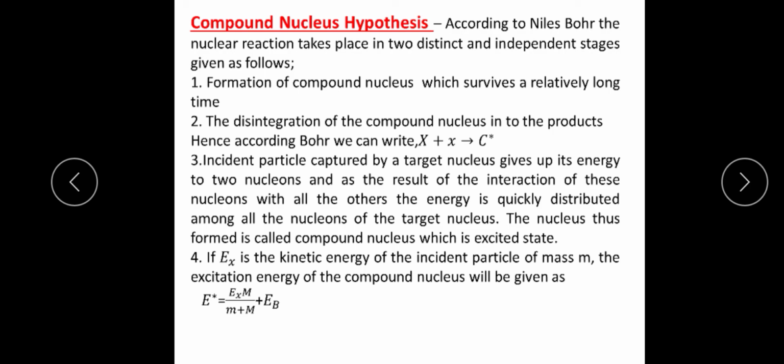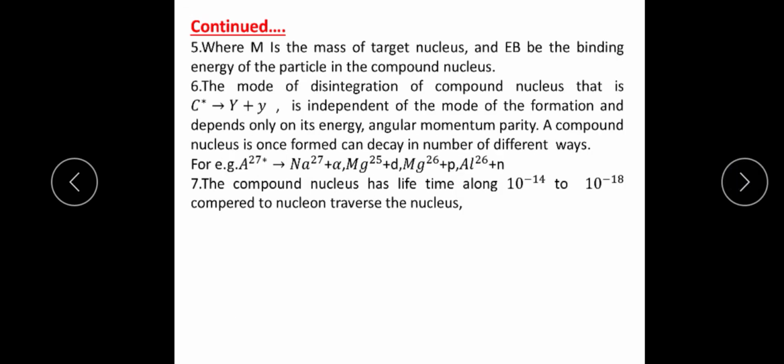Then the excitation energy of that compound nucleus is given by this formula, where Ex is the kinetic energy of the incident particle. See here, E star is equal to Ex capital M divided by M plus m, plus Eb, where capital M is the mass of the target nucleus, small m is the mass of the incident particle, and Ex is the kinetic energy of the incident particle. Eb is the binding energy of the particle in the compound nucleus.